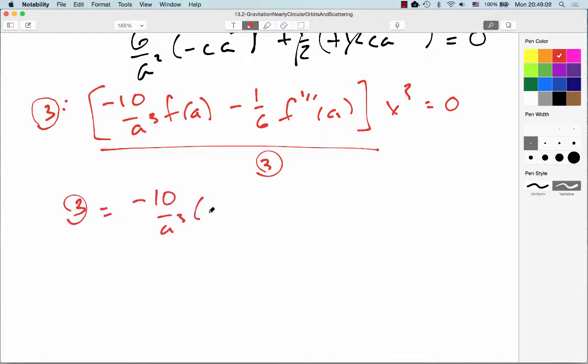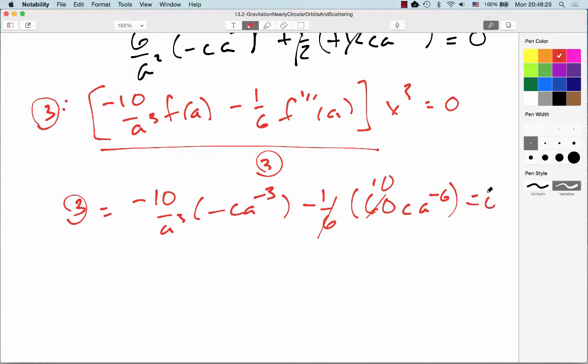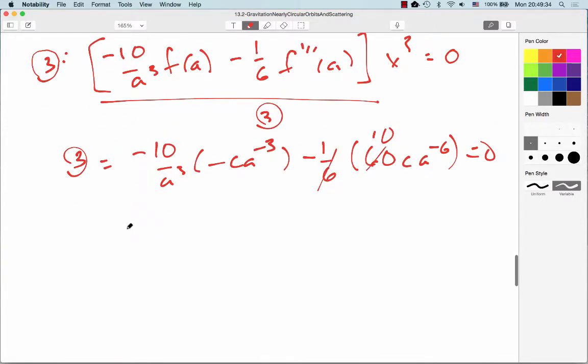All right, so our term 3 is equal to minus 10 over a cubed. Our f of a is minus c a to the negative 3 minus 1/6. The third derivative works out to be 60 c a to the negative 6. So, all right, this is a to the negative 6. And, oh, crap, that's 0, too. All right, so that means that it's not going to do for us just to look at the third term. So I will invite you then to go ahead and explore the fourth term.